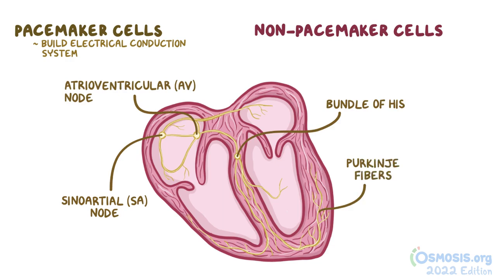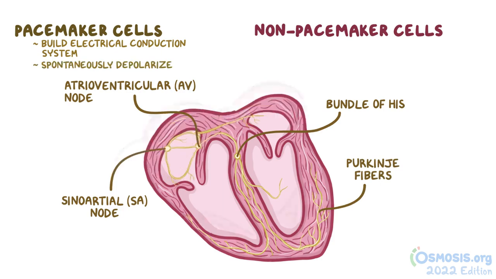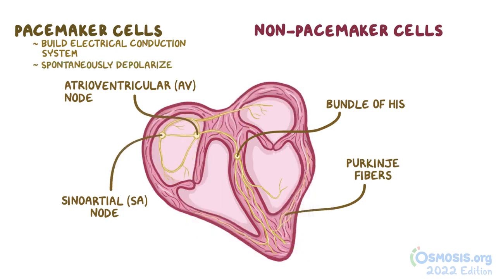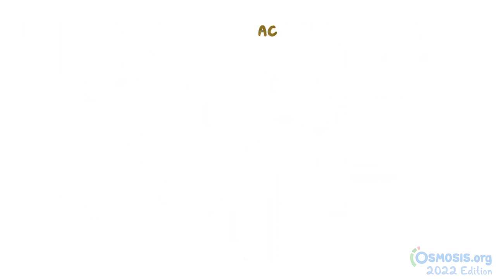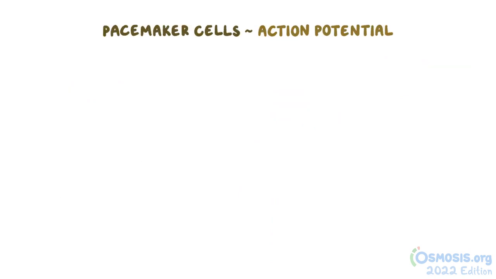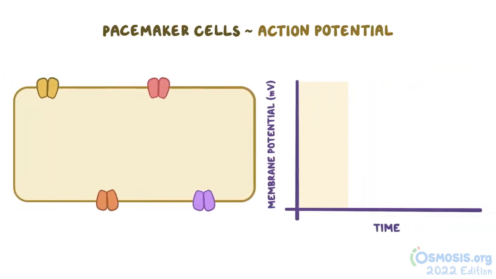Pacemaker cells have a special property called automaticity, which is the ability to spontaneously depolarize and fire action potentials. On the other hand, non-pacemaker cells, also known as cardiomyocytes, make up the atria and ventricles, and they give the heart its ability to contract and pump blood throughout the body. Now, in contrast to non-pacemaker cells, whose action potential has 5 phases, an action potential in pacemaker cells has only 3 phases. Here's a graph of the membrane potential versus time.